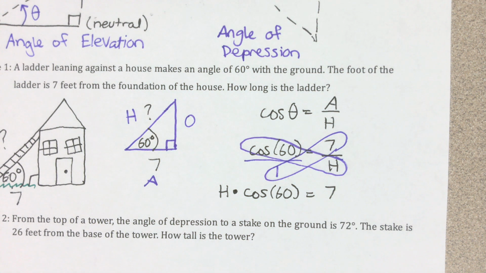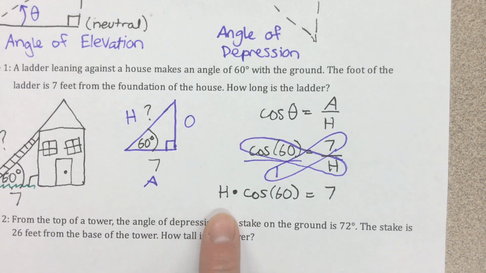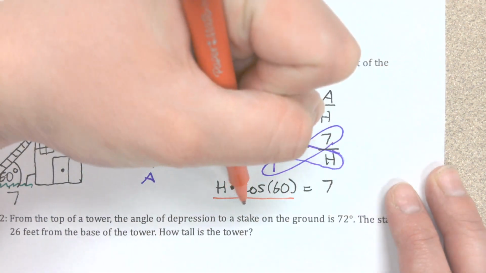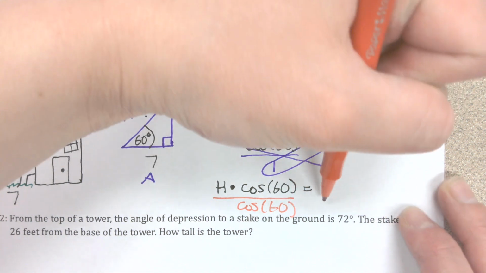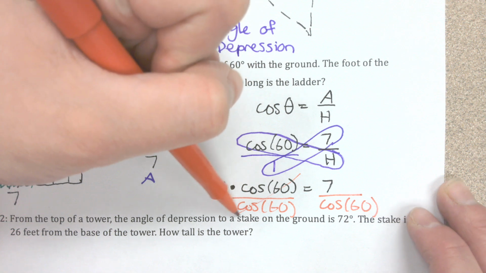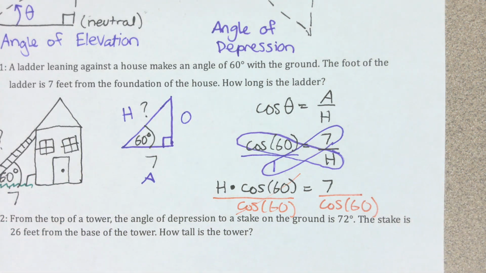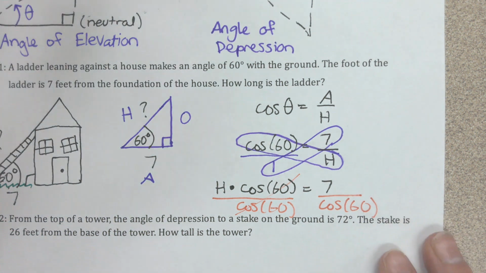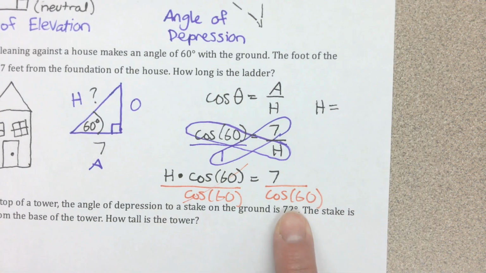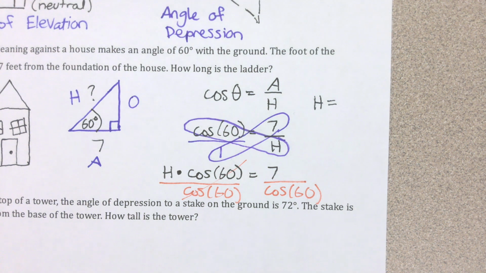And this is where some students tend to overthink the problem. The goal is to solve for h. These are being multiplied, so I'm going to divide off that cosine on both sides. And then I'm just going to type that right side into my calculator. 7 divided by cosine of 60, and it actually is a really nice number if you've already done the math.